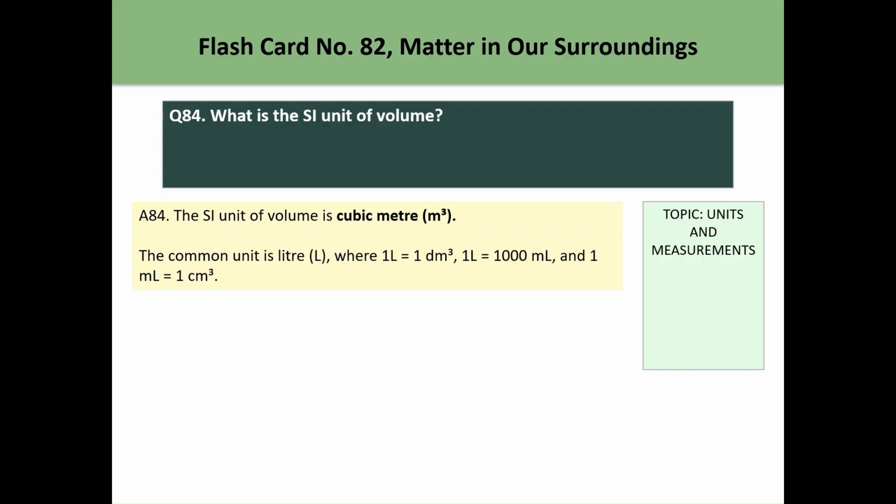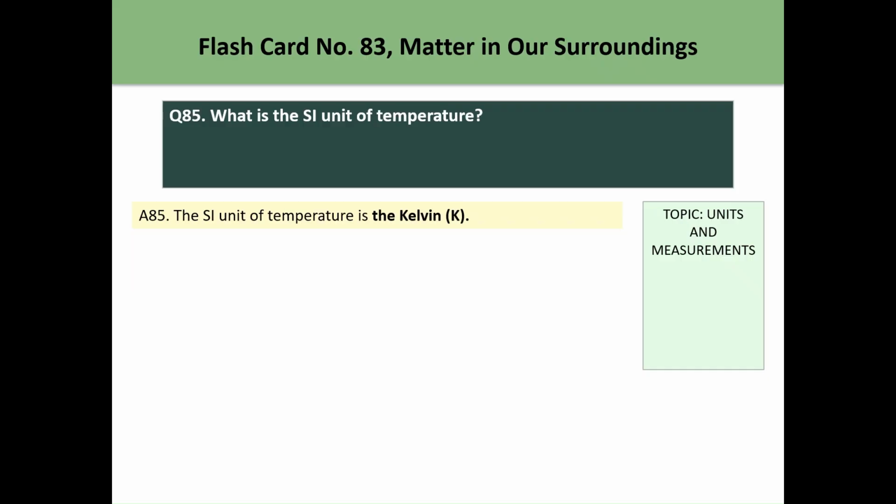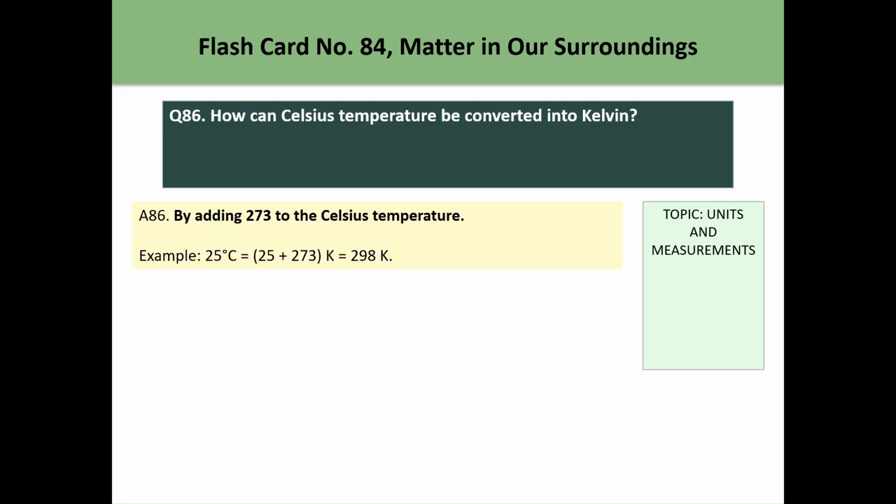Let's move ahead. What is the SI unit of temperature? The SI unit of temperature is Kelvin. Let's learn how to convert temperature. How can Celsius temperature be converted into Kelvin? By adding 273 to the Celsius temperature. Next. How can Kelvin temperature be converted into Celsius? By subtracting 273 from the Kelvin temperature.